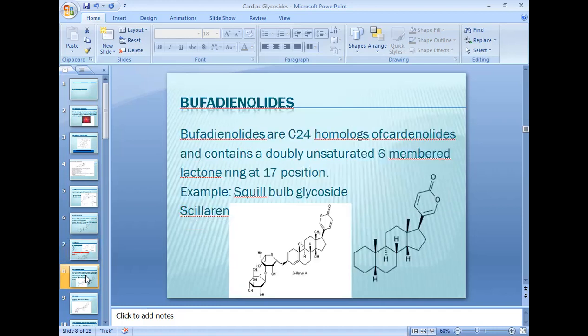In bufadienolides, the steroids are 24-carbon containing, as they have a 6-member lactone ring, and bufadienolides are homologues of cardenolides and have a two-double-bond lactone ring, which is attached again at carbon 17. The example includes Scilla glycoside, which has the aglycone scillarenin, a 6-membered lactone ring, and at carbon 3, it has the glycone part, which is a sugar moiety.